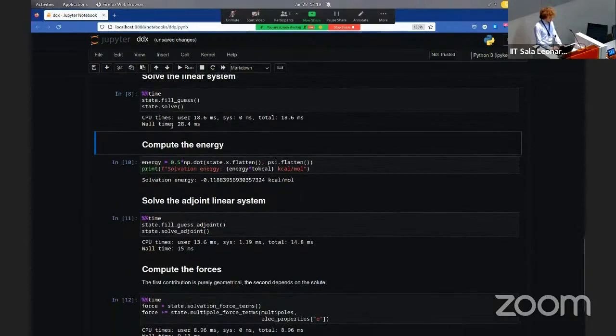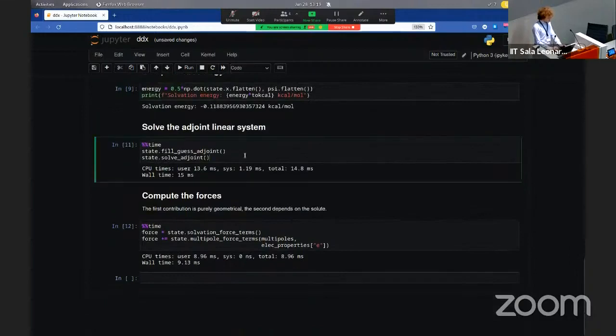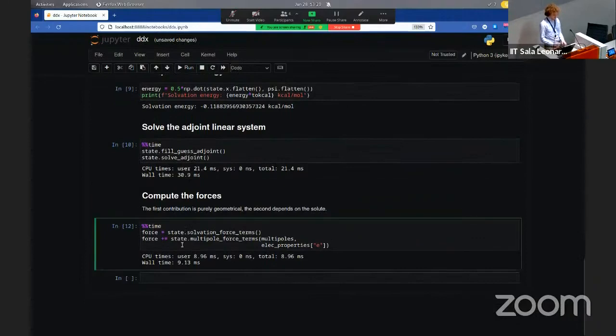And once we have solved the linear system, we have access to the induced density. And so we can compute the energy as this scalar product here. And then if we want to do the forces, we have the 2 additional steps that we saw before. First, we have to solve the adjoint linear system, which is this. And once we also have the adjoint linear system, we have to compute the forces.